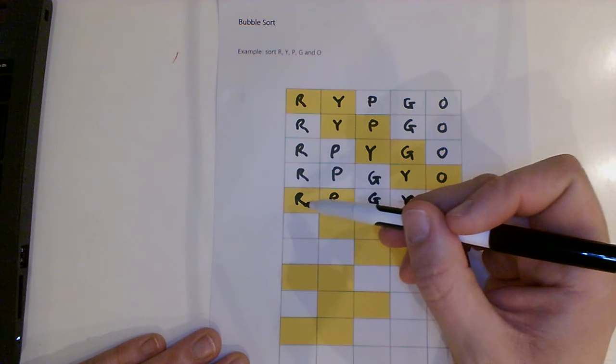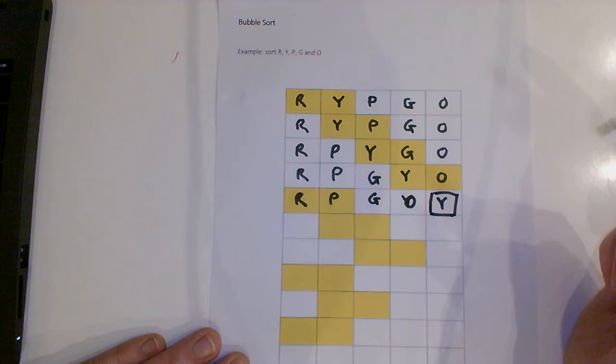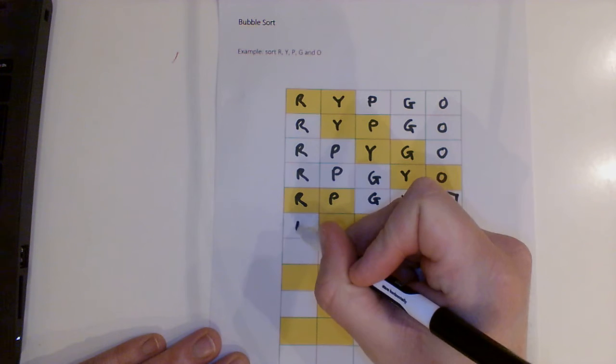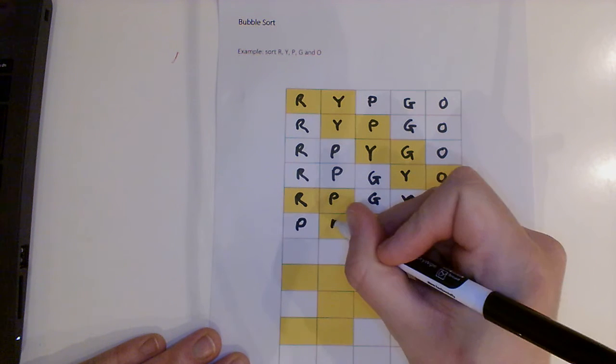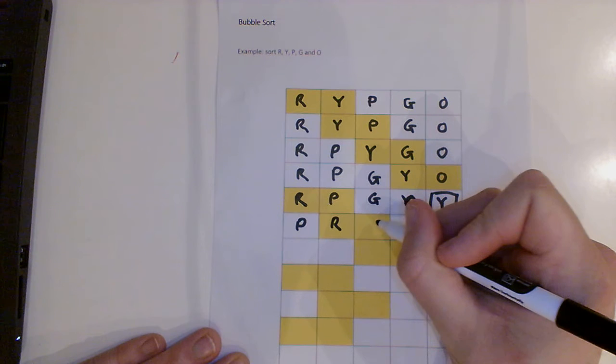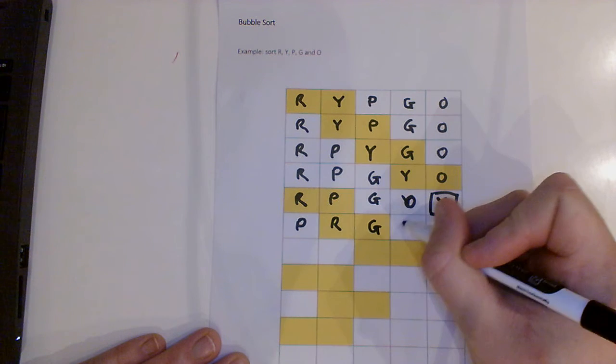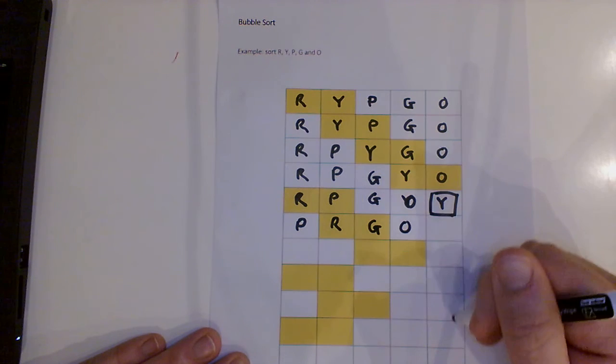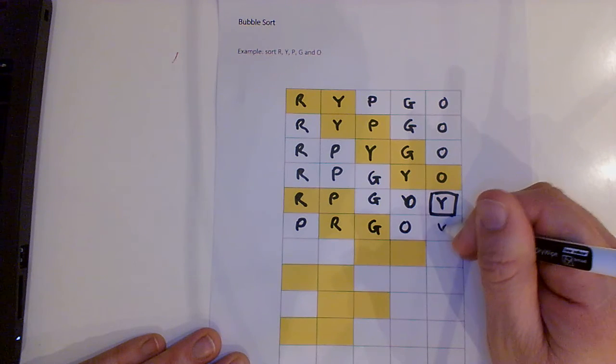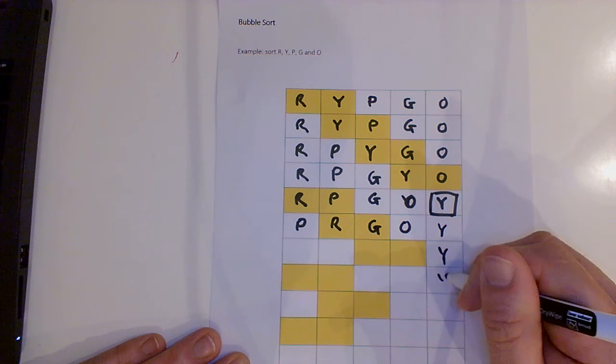So we go back to the beginning. We're looking at R and P and comparing those. P comes alphabetically before R, so I swap those round. Everything else stays the same. This Y isn't going to change now. I can fill this in all the way down if I wanted to.